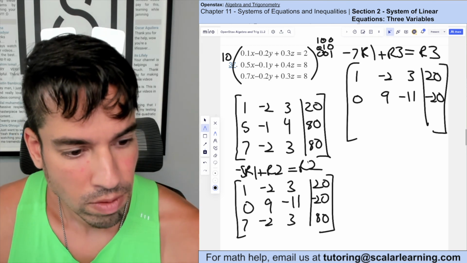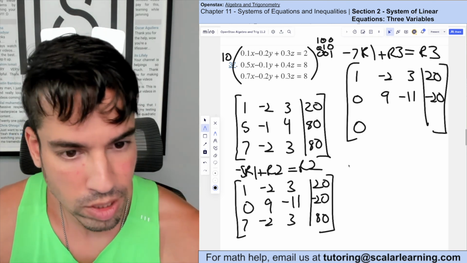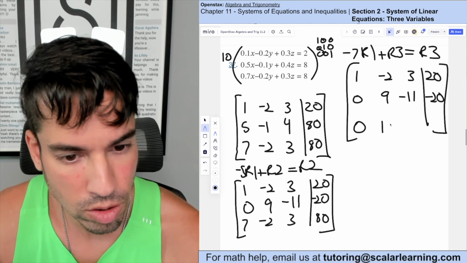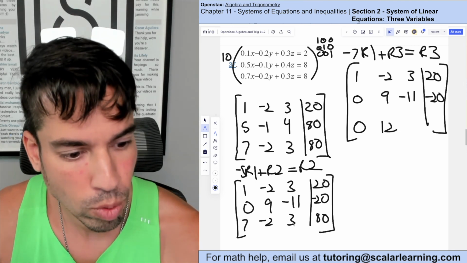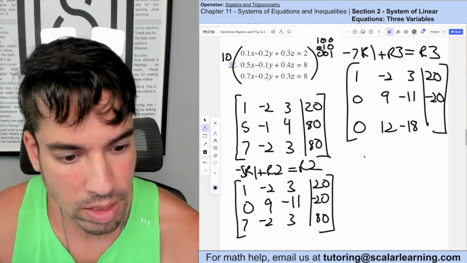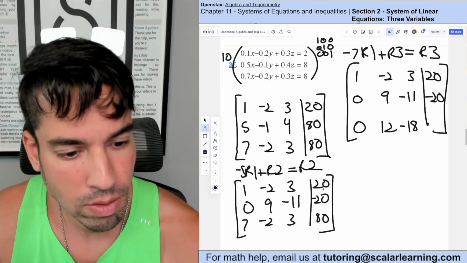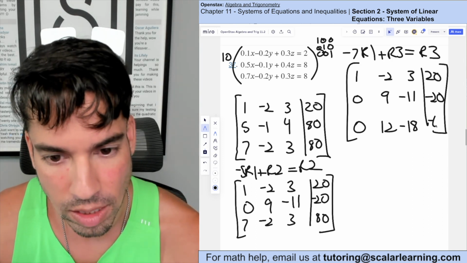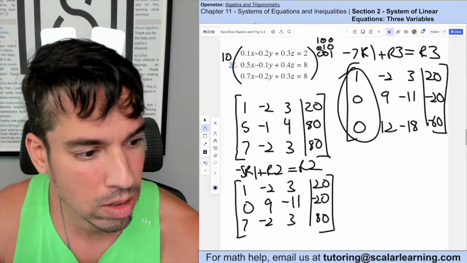So then we got negative 7 plus 7 is 0. Positive 14 plus negative 2 is 12. And then negative 21 plus 3 is negative 18. And then we have negative 140 plus 80 is negative 60. All right, cool. So we got this column done.